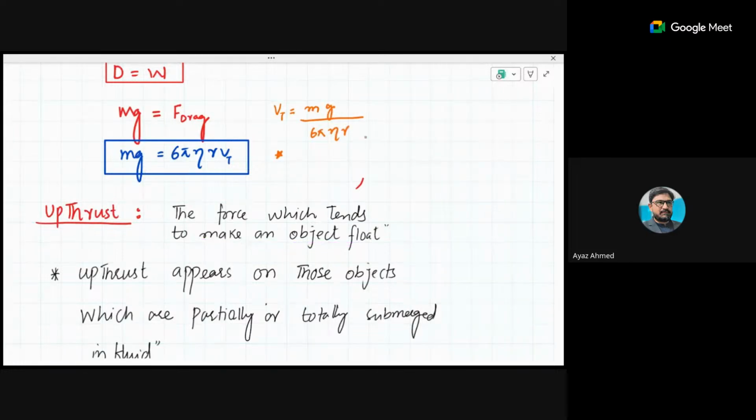For example, if we have a vessel, and that vessel has some weight acting downward, then there will be an upthrust force that will make this vessel float up. So this is upthrust. It is not like upthrust acts just in liquids. Upthrust acts in all types of fluids. Actually, upthrust is the property of fluids. Are you getting my point?